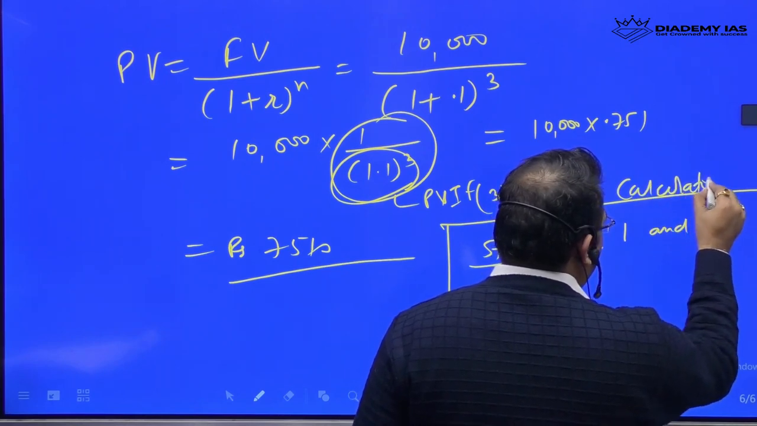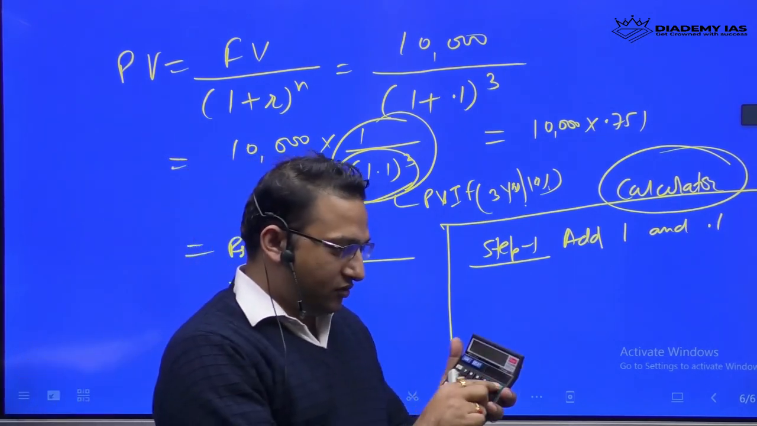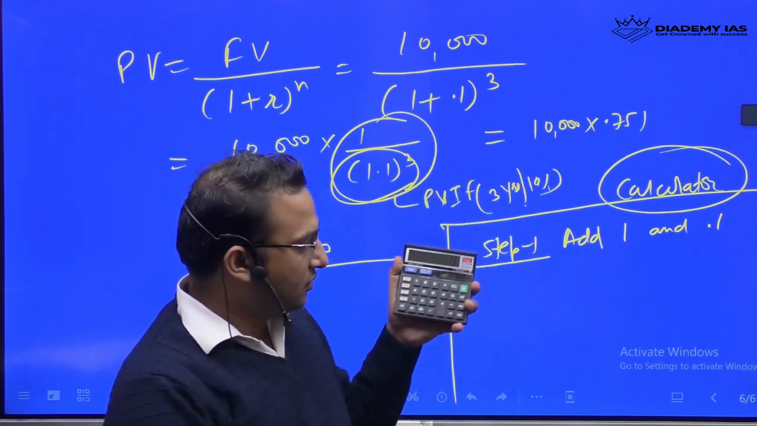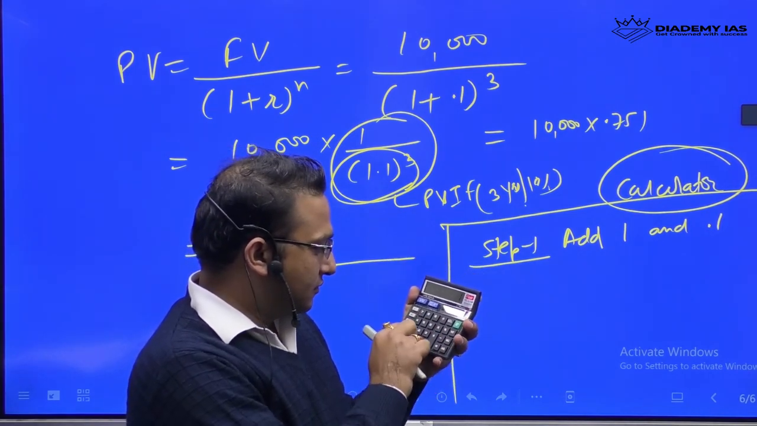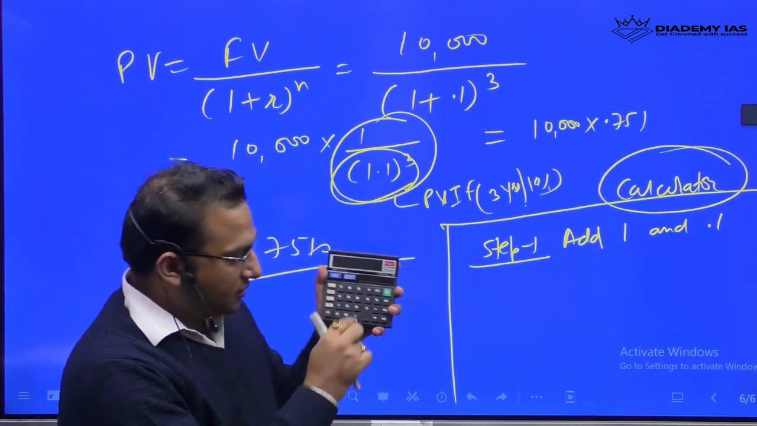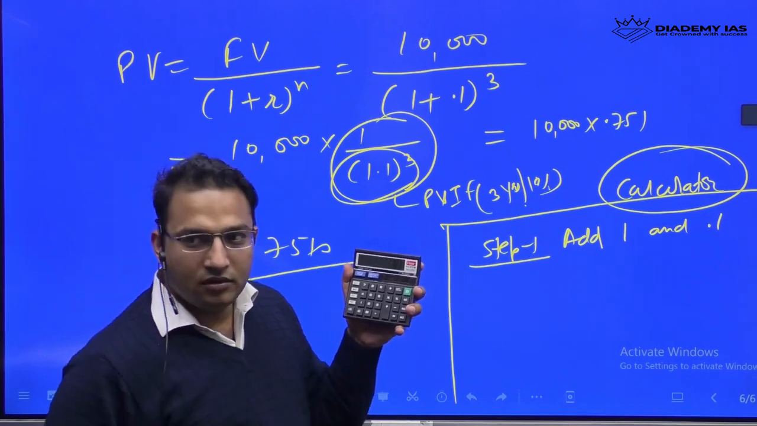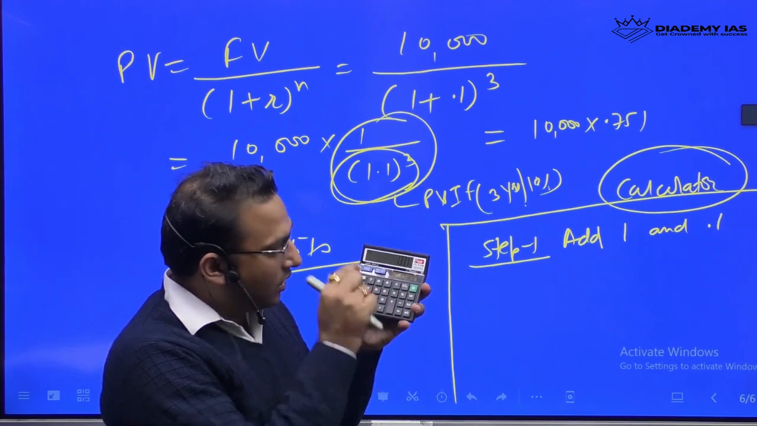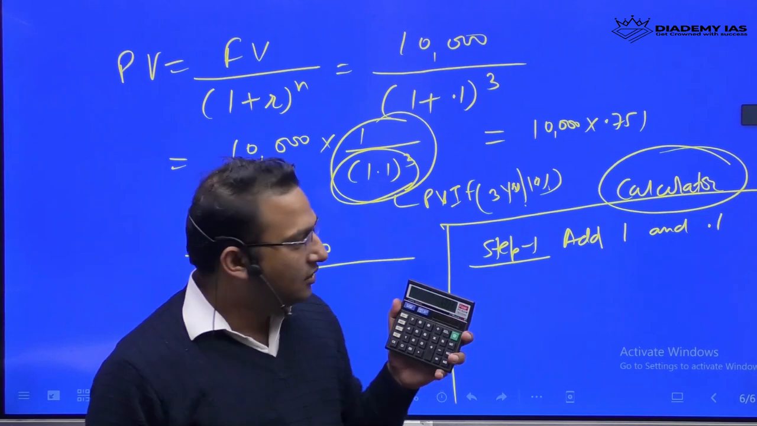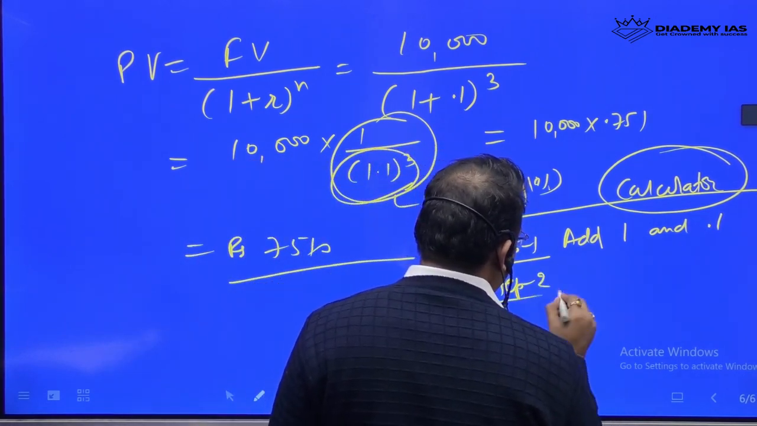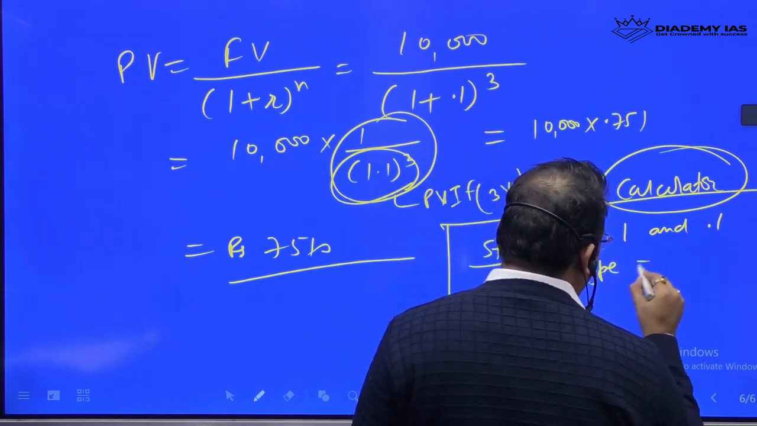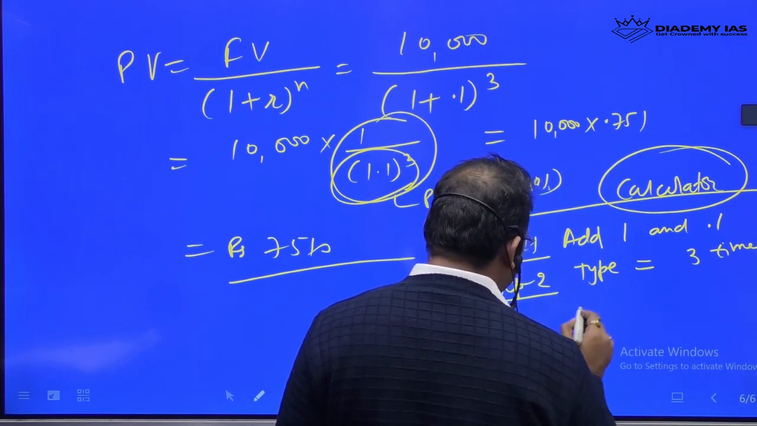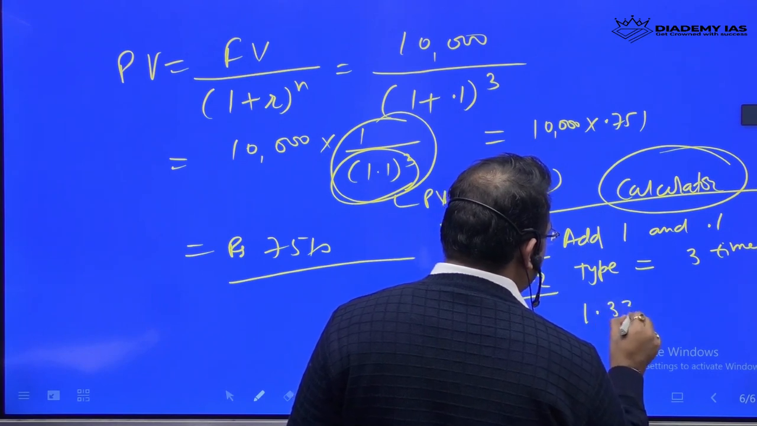We are using the calculator. So first we will add 1 and 0.1. See this calculator: 1 plus 0.1 equal to. How much did it come? 1.1. Then multiply, then equal. So when you press equal, that means raised to power 2. If you press equal once again, it becomes 3 times. So type equal 3 times. That comes out to be 1.331.